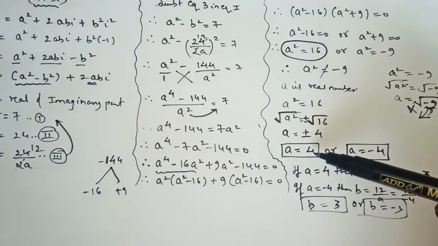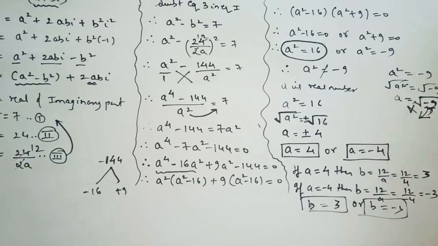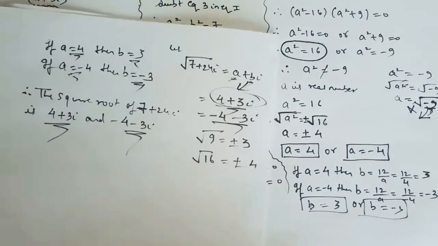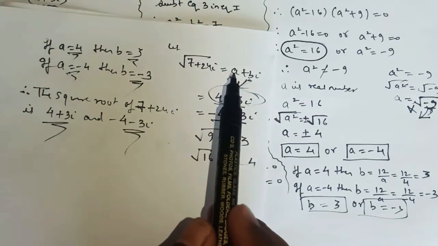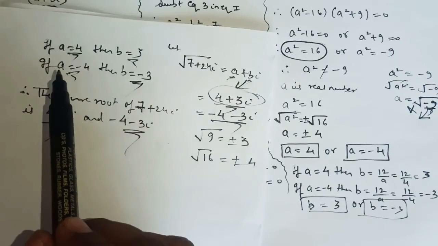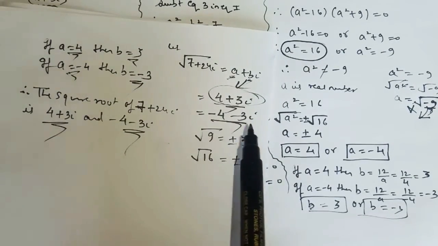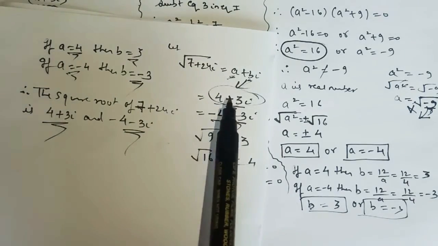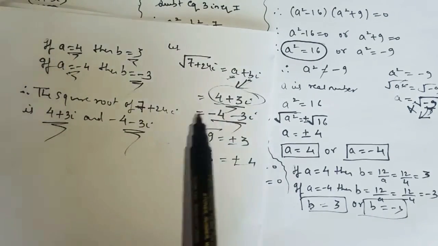So when the value of a was 4, then b was 3. When the value of a is minus 4, after solving here we got the value of b as minus 3. So in the last step, if we have a as 4 and b as 3, just simply substitute the values of a and b, and you will get one answer, one square root of this number. Then after that, replace a with minus 4 and b with minus 3, where you will get the second answer. So therefore here we got two answers for the square root of a particular number.